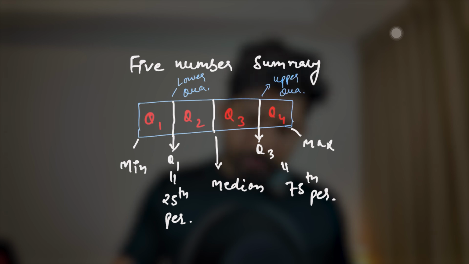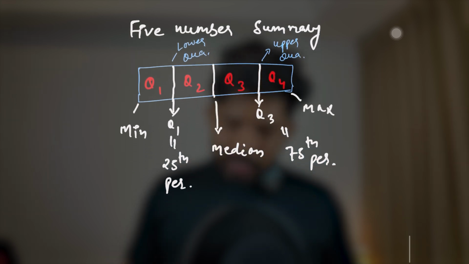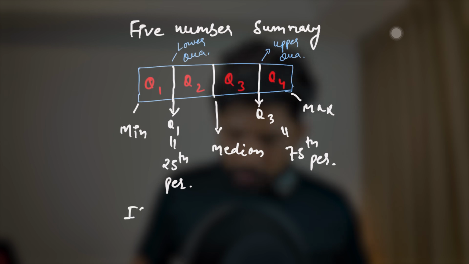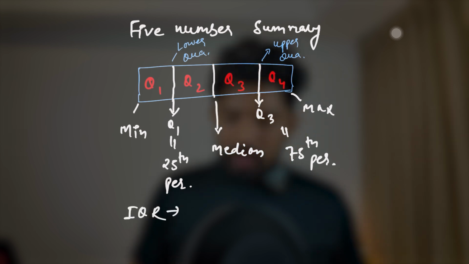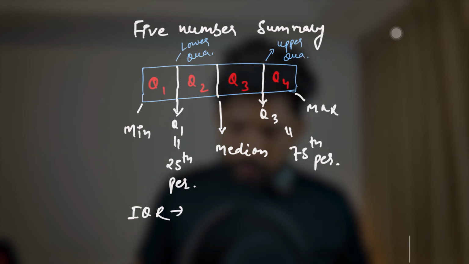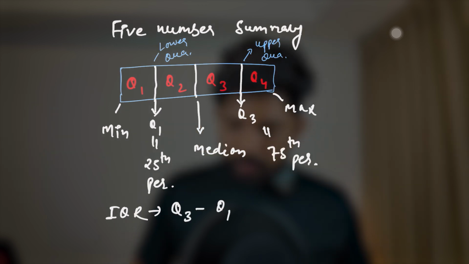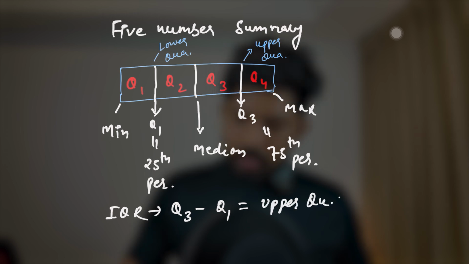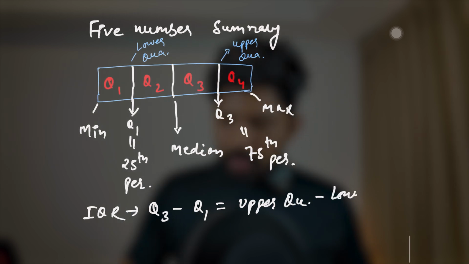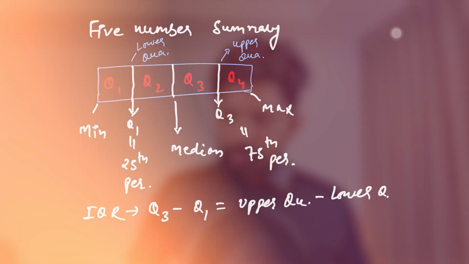Just for the information. Now one more thing to remember: what is IQR? This is also a very common term in data science or in quant finance, that is the inter-quartile range, which means Q3 minus Q1, or you can say upper quartile minus lower quartile.